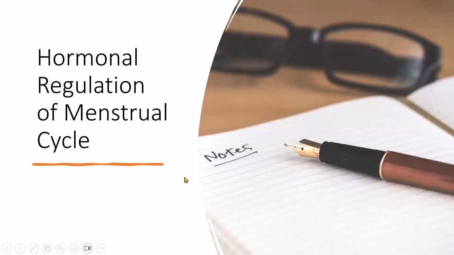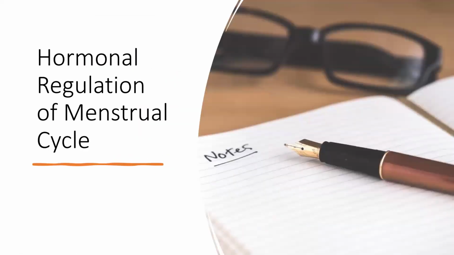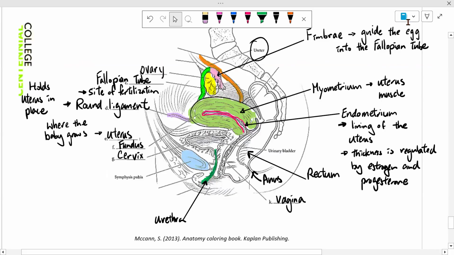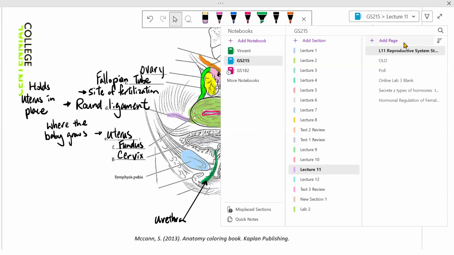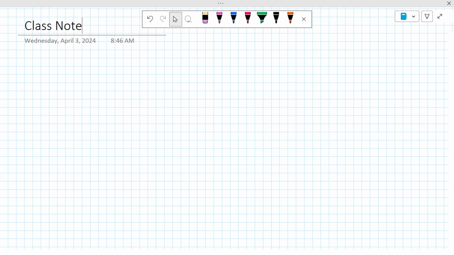So what I really want to spend time explaining is the hormonal regulation of the menstrual cycle. That's the difficult thing that most people don't know about, and it requires some explanation. So please take out a piece of paper, and we're going to do another class note.